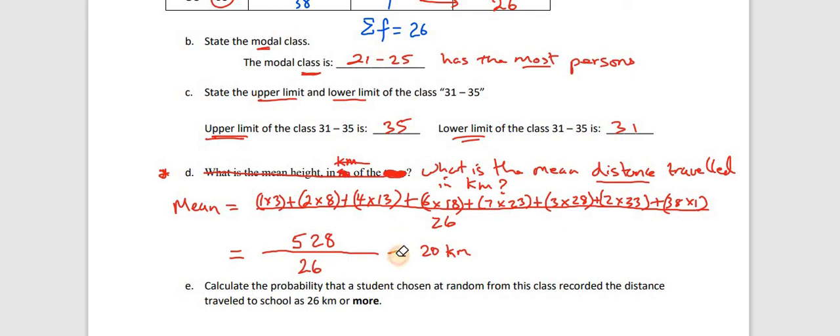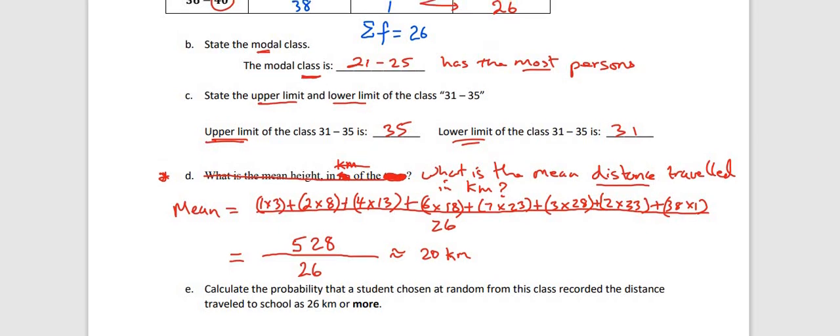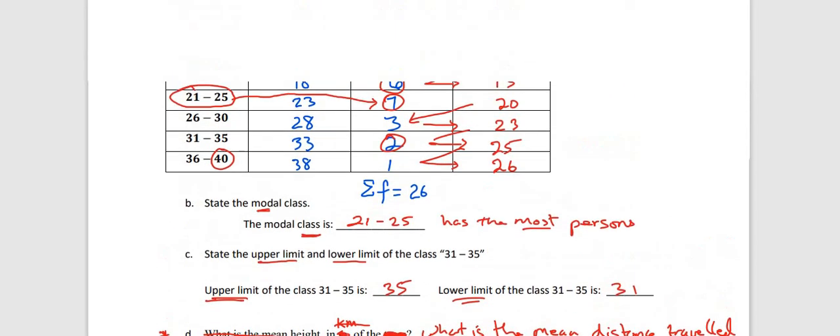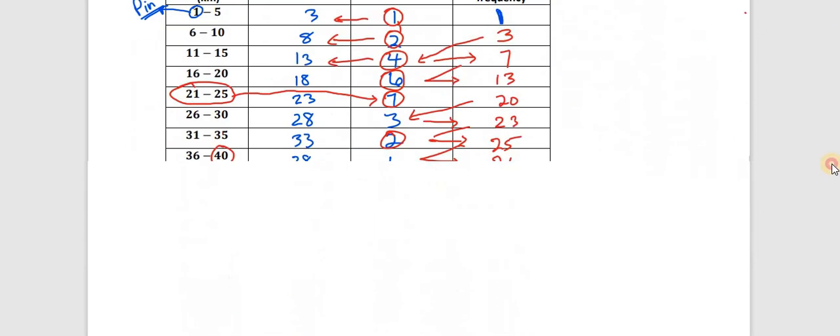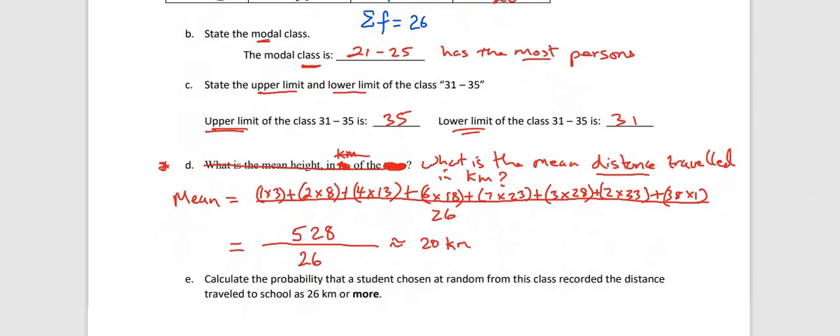So on average, everyone traveled 20 kilometers. The average distance traveled by that particular group of 26 people is 20 kilometers. All right, and that's that.